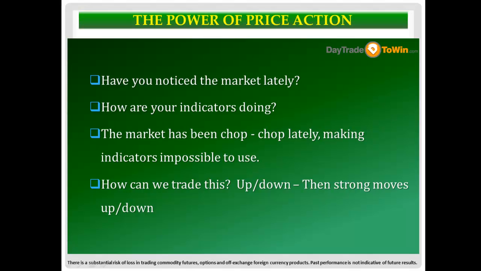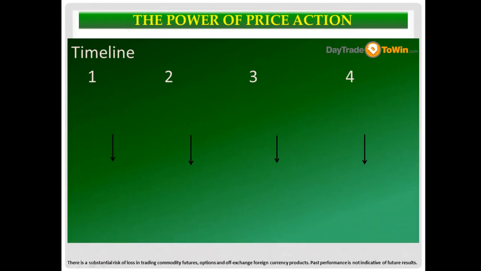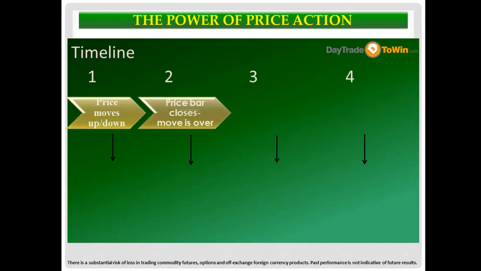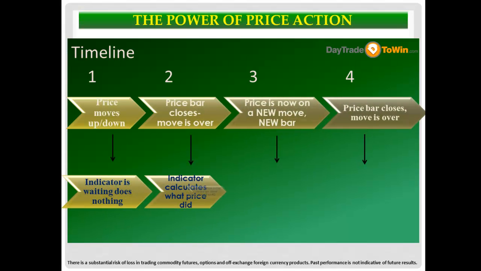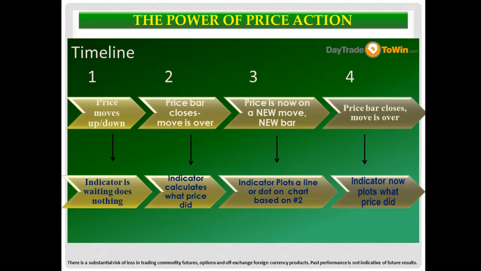And the markets lately have been chop, right? Back, forth, whipsawing. It really makes indicators impossible to use. So how can we trade this up and down, then strong moves up and down? What can we use to help us with this? Well, let me show you an example of how price and indicators work hand in hand.